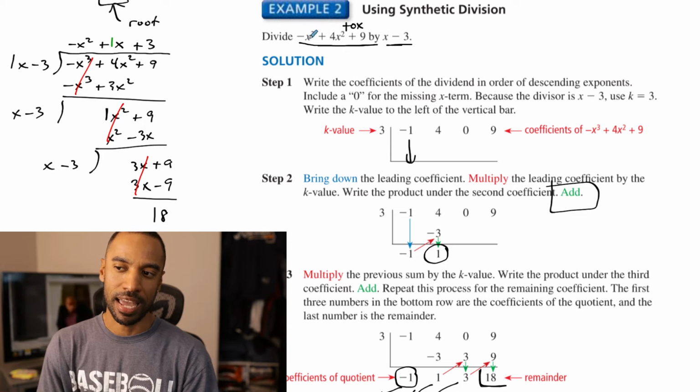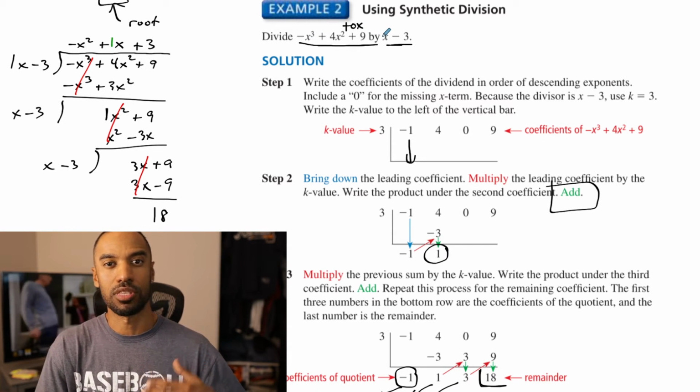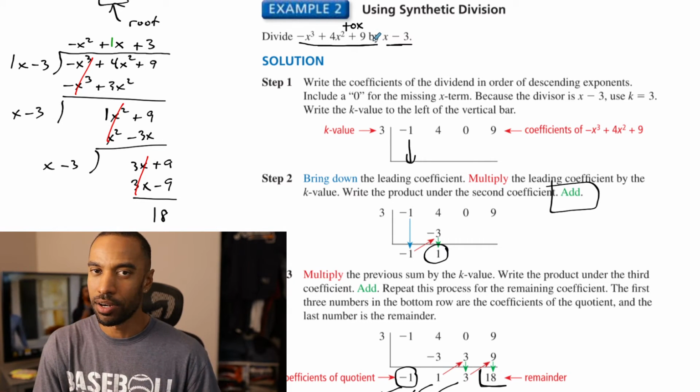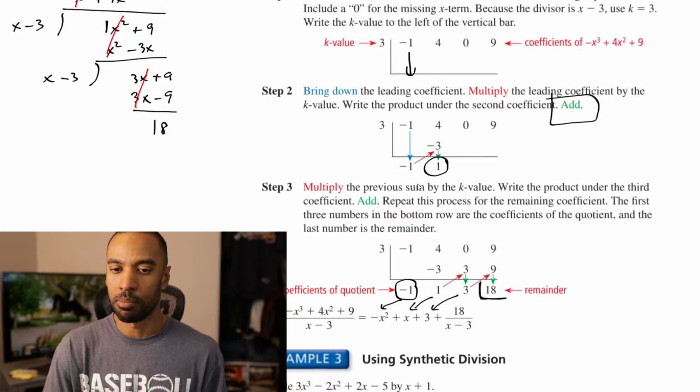What happens when you divide x cubed by x? You get x squared. What happens when you divide x to the 5th by x? You get x to the 4th. What happens when you divide x squared by x? You get x. You're always going to go down one degree than you did before.